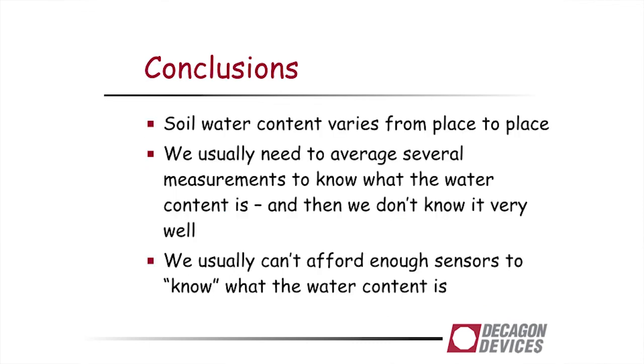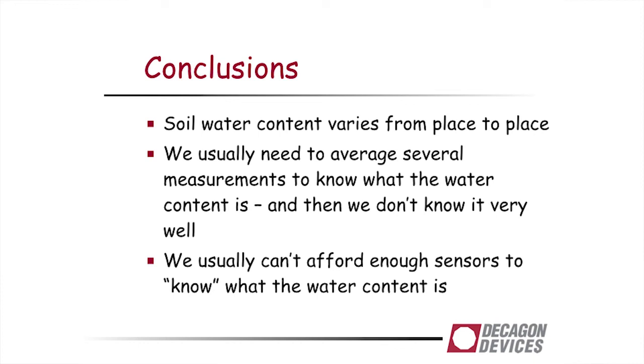So let me conclude just by a few points that I hope to have made in this. First of all, that the soil water content varies from place to place. That's inherent in nature. It's something that we expect anytime we go out to measure soil moisture. We usually need to take an average of moisture at several locations in order to know what the water content of a field or an experimental site is. We usually can't afford to take enough measurements to really know what it is, to have it within the accuracy that we would like to have it.